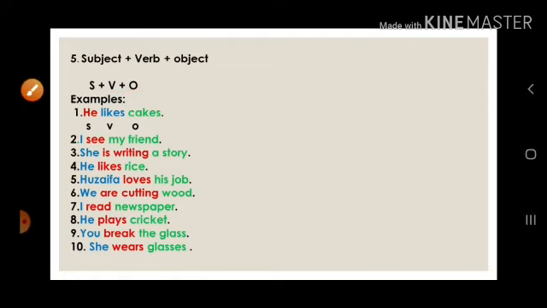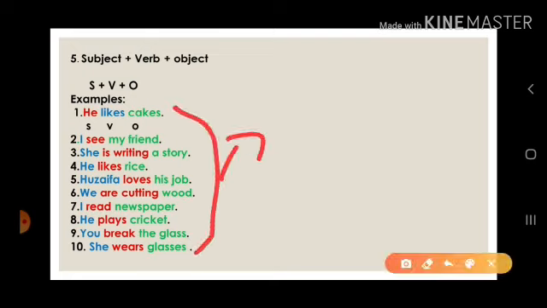For an example, he likes cakes. I see my friend. She is writing a story. He likes rice. Huzaifa loves his job. We are cutting wood. I read newspaper. He plays cricket. You break the glass. She wears glasses. These all are examples of subject plus verb plus object.